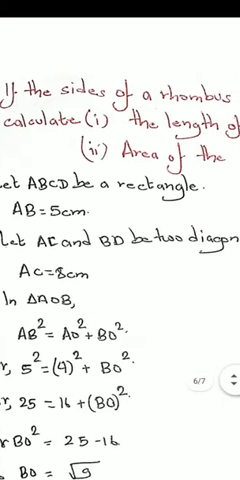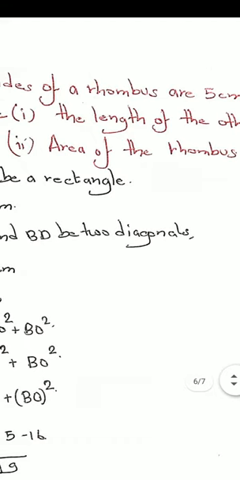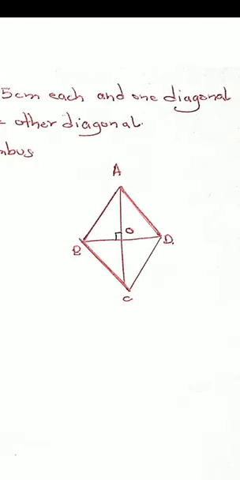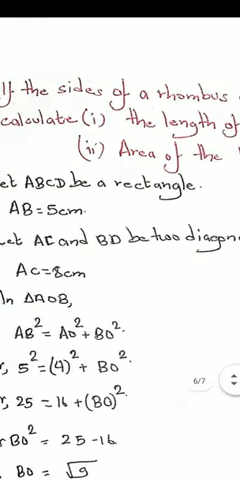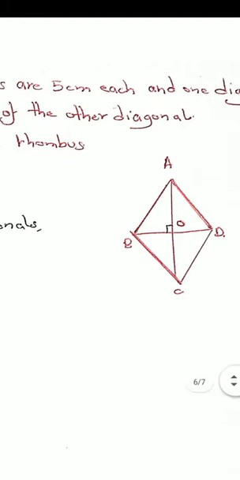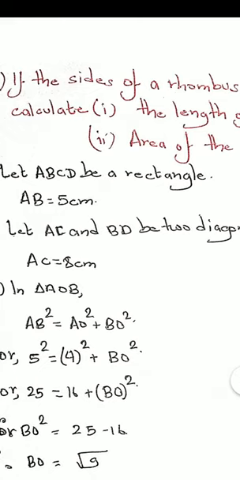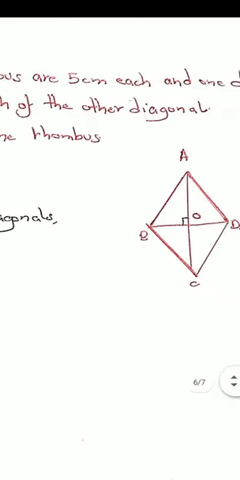Okay, so I'll say let ABCD be a rectangle. I made a mistake, it's not a rectangle, kindly pardon me, it's supposed to be a rhombus. So kindly make that correction. So let ABCD be a rhombus. Okay, and AB equals 5 centimeter, and let AC and BD be two diagonals. You can see in the diagram properly. AC I am keeping as 8 centimeter.